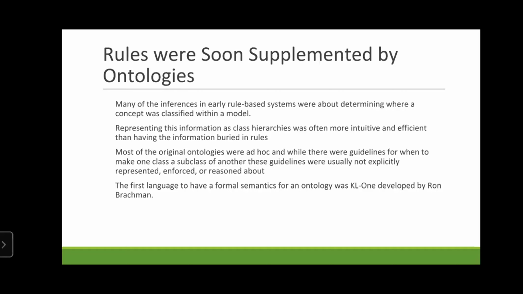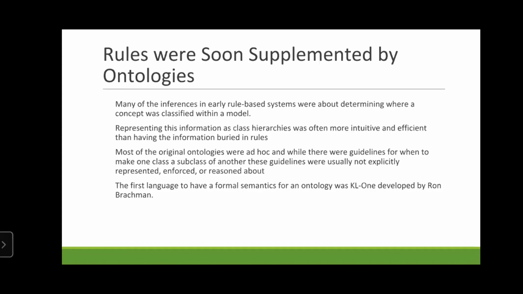Now, these first ontologies and taxonomies that were included within rule-based systems were ad hoc. By that, I mean there were guidelines, so there would be methodologies that say, here's when you make one thing a subclass of another thing. But these rules and guidelines were never represented explicitly in the system. They were not enforced or reasoned about. They were just there, and people often didn't use the hierarchies correctly, actually.